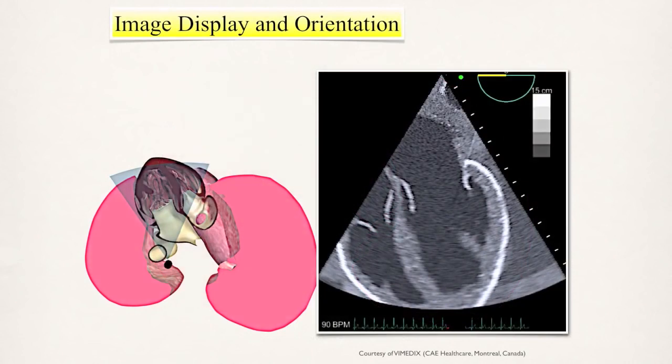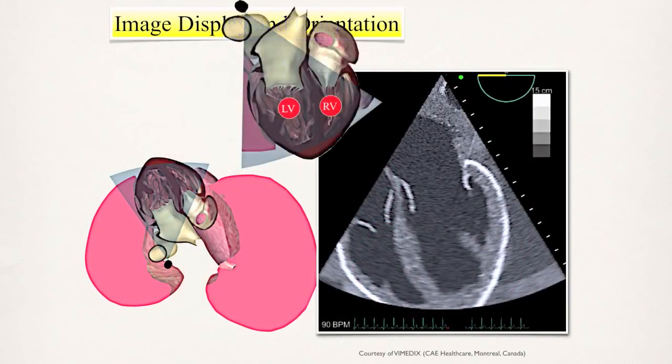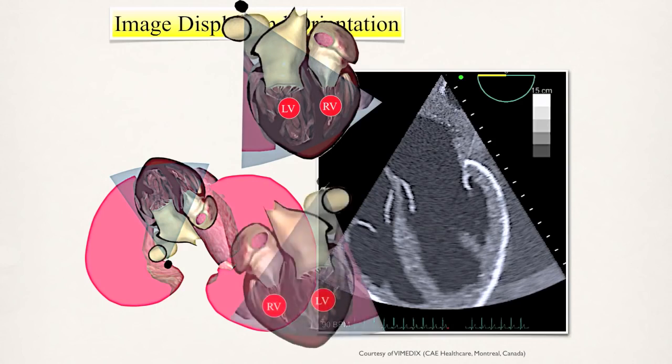The image must therefore first be flipped top to bottom. Next, it is rotated left to right so that the left atrium is at the top right of the screen and the right atrium and ventricle are at the left of the screen.